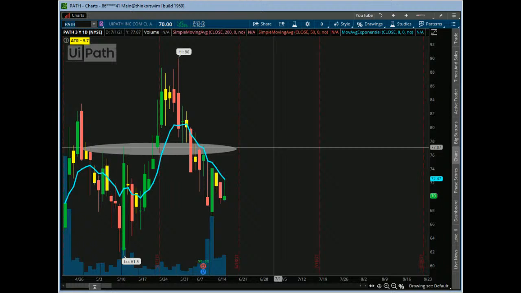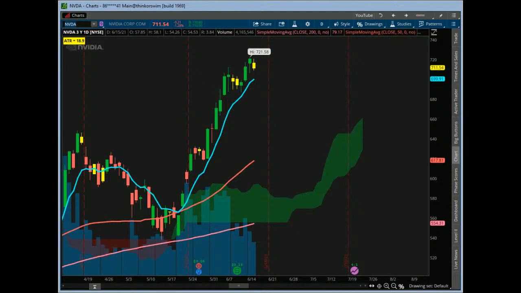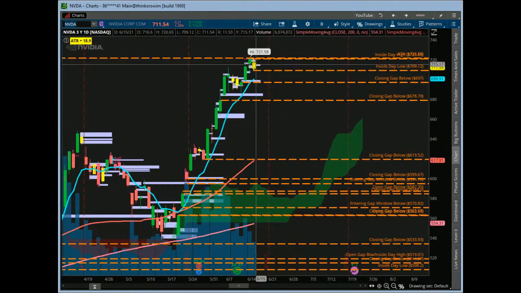PATH, let's take a look. PATH with an upper shadow off the ADMA, so let's see if it breaks down below today's lows if we want to see more downside. FSLY, bearish engulfing candle today, so keep an eye on that if it breaks down below the ADMA. And then NVIDIA, with an inside day, again close to all-time highs. So again, this will be an important one to see how it handles today's levels. So good stuff there.